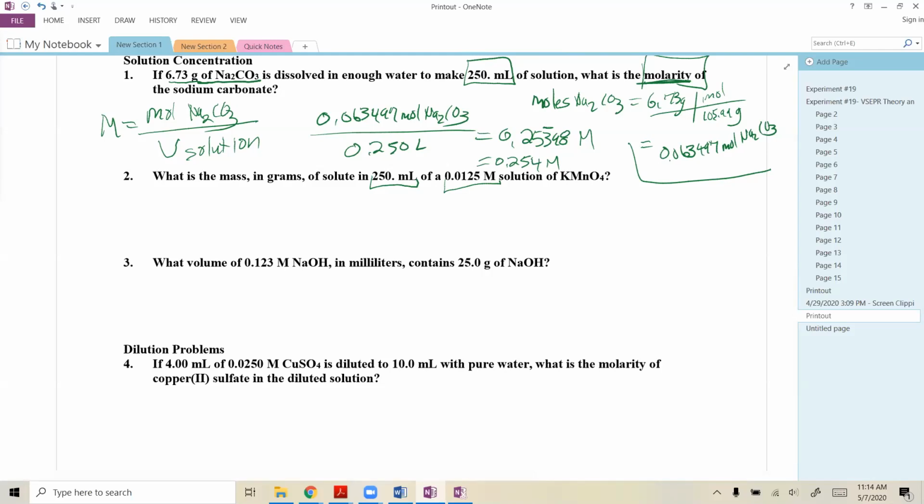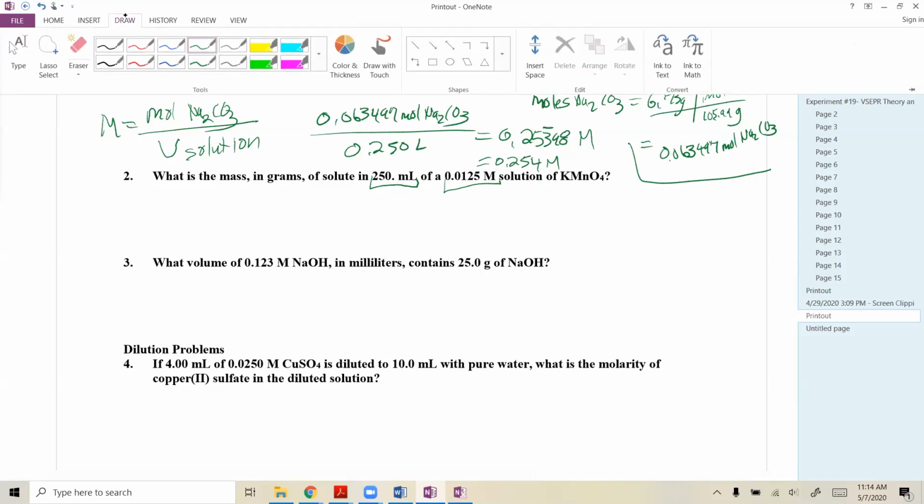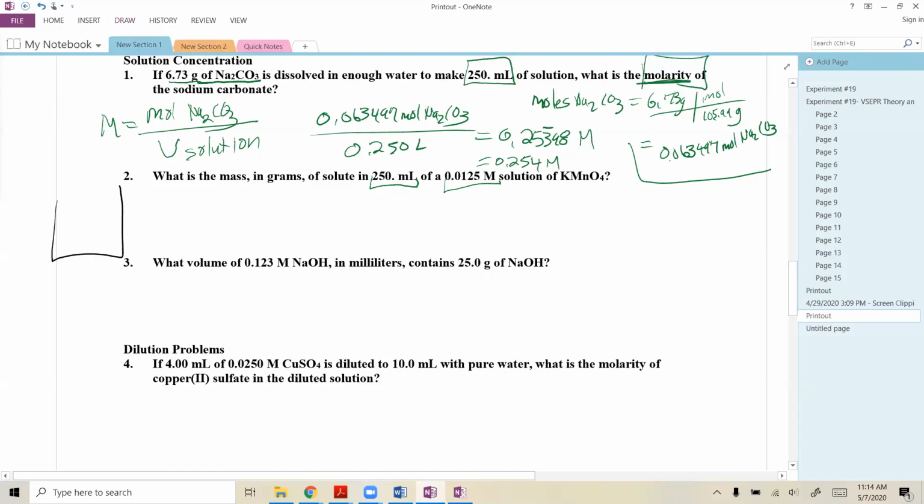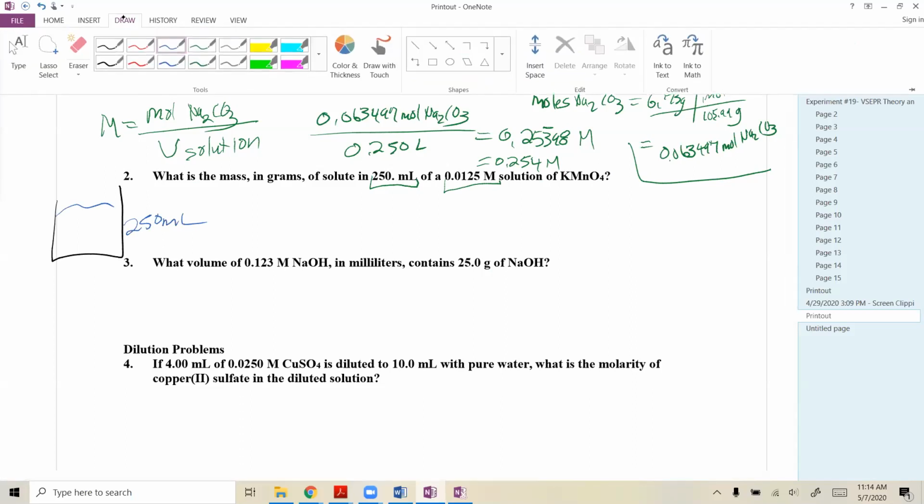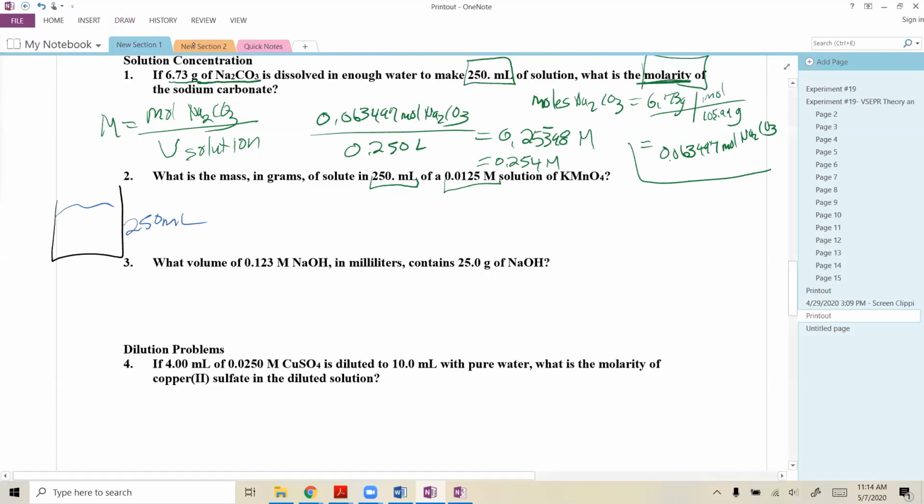So if you want to imagine this, if you had a container with 250 milliliters of this solution in there, what we're trying to find out is how much of this KMnO4 should we have put inside for it to dissolve. And then they want that specifically in grams.